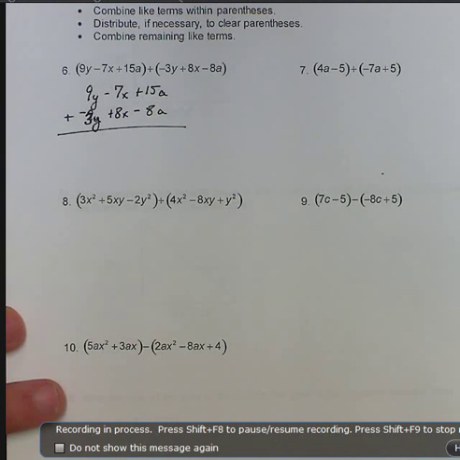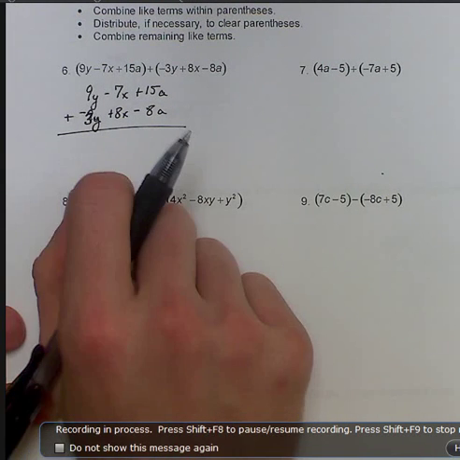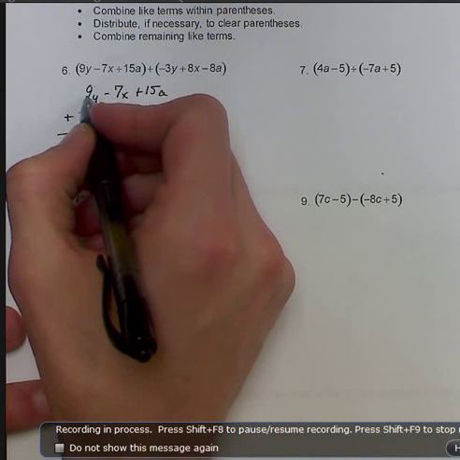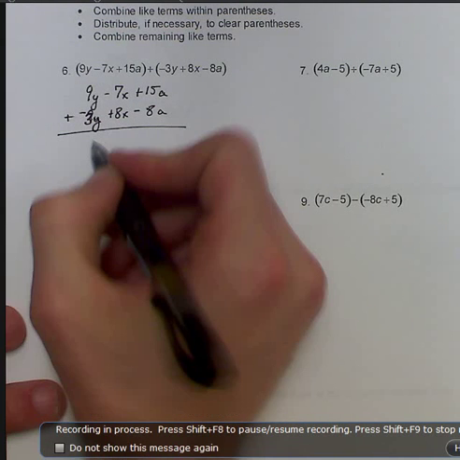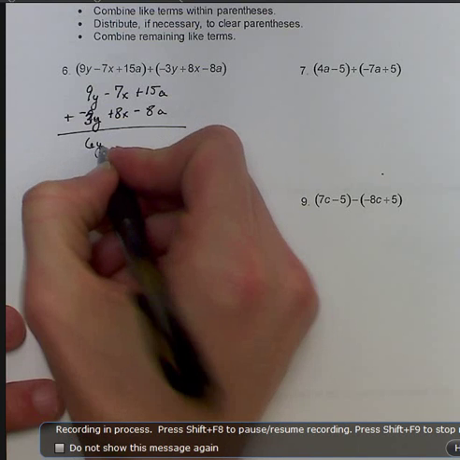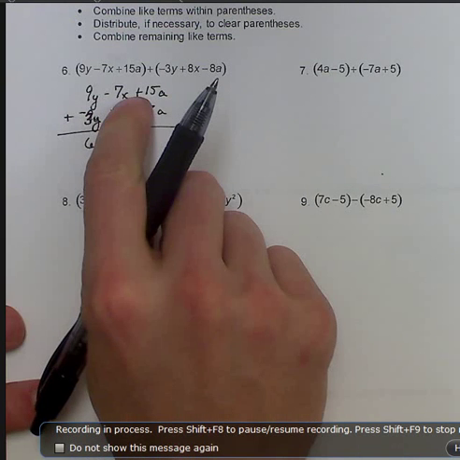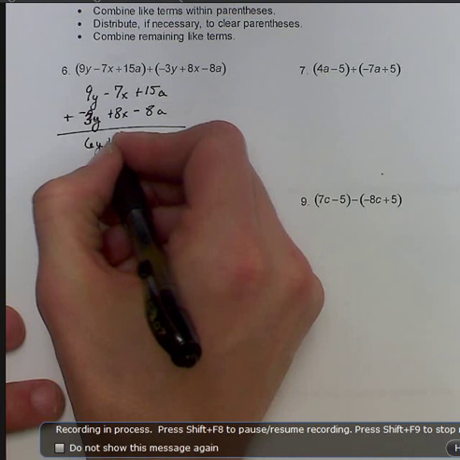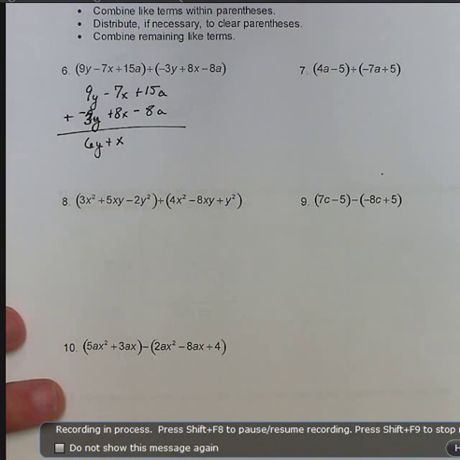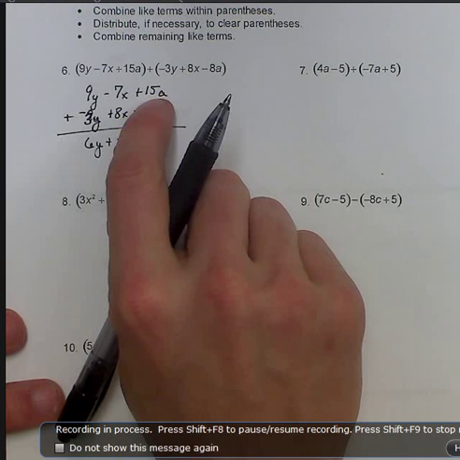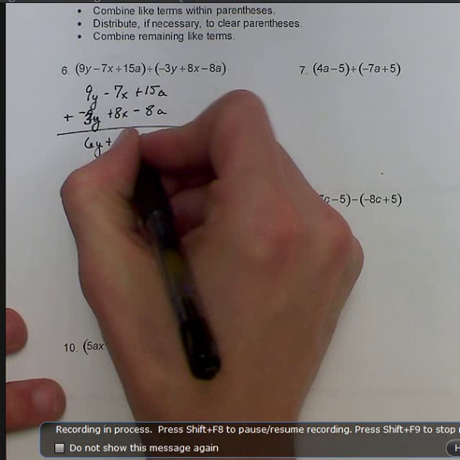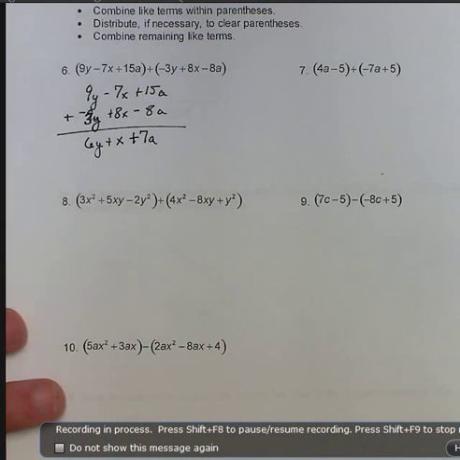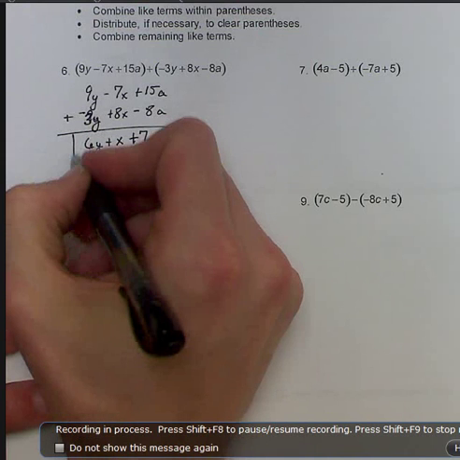And my 15a and my -8a are alike as well. Then I just add straight down. 9 plus a -3 gives me a +6. A negative 7 plus a positive 8 gives me a 1, but I don't have to put that 1, so I'm just going to put x. And a 15 minus an 8 gives me a positive 7. And this is as simple as I can get it.